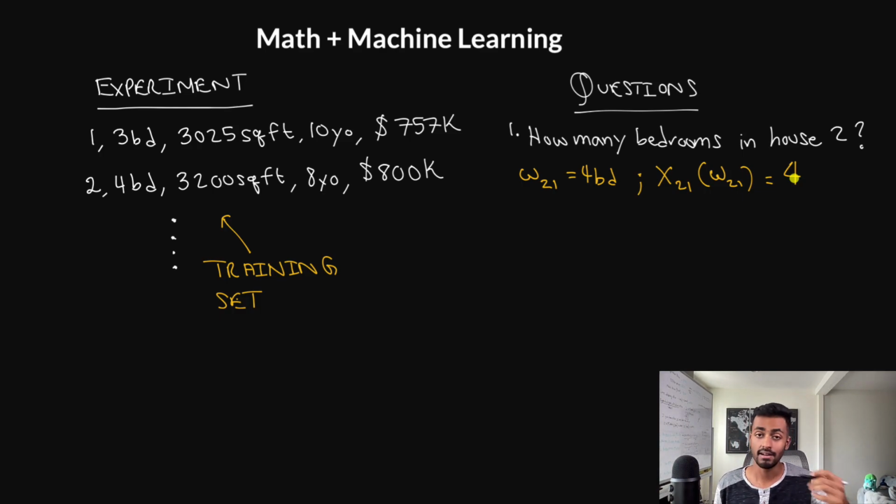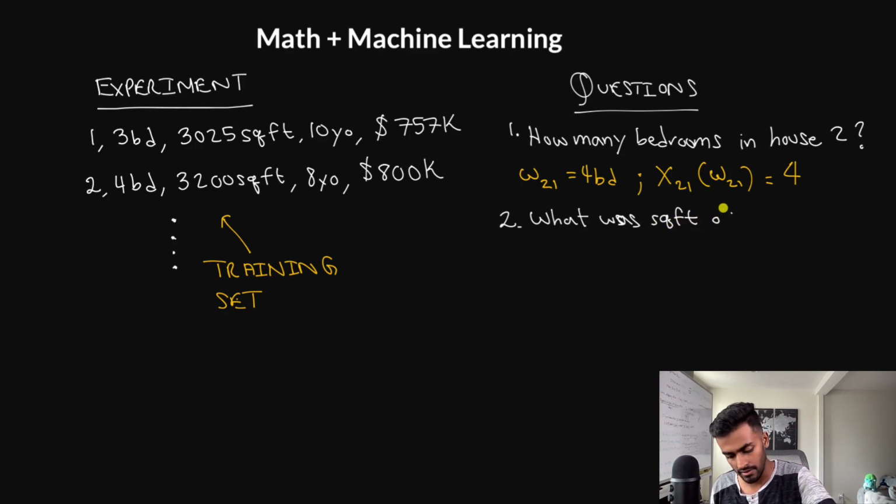Now let's ask another question here about this data. So now that we got the number of bedrooms in house 2, what was the size of house number 2? So what was the square footage of house 2?